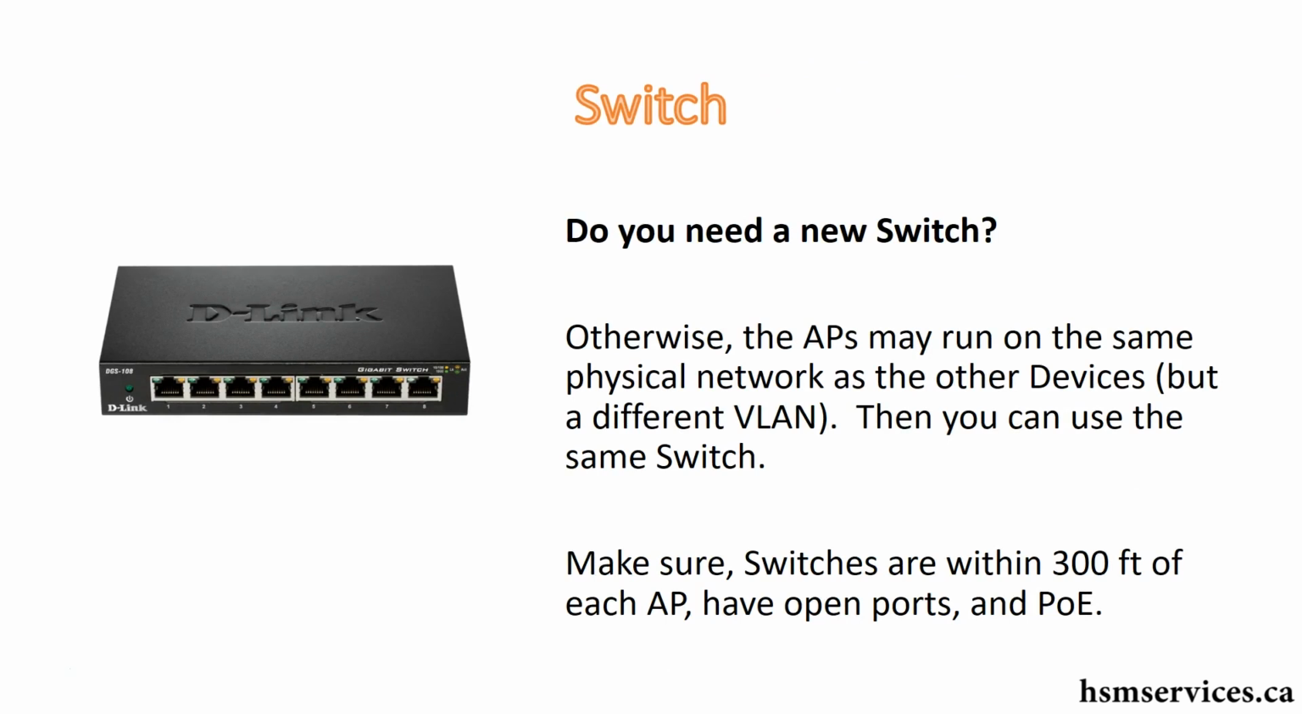Otherwise, your APs run on the same network as the other devices, but on a different VLAN. So a switch will configure the APs to run on a different VLAN. And again, as I said a few times already, switches have to be installed within 300 feet of an access point. And that's 300 feet of cable, not 300 feet as drawn on a map. So make sure switches have open ports to accommodate the access points and also PoE capability.